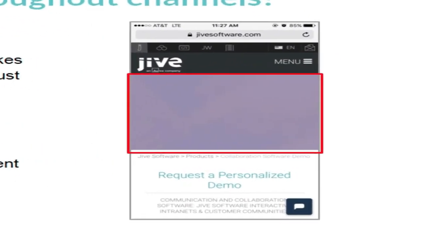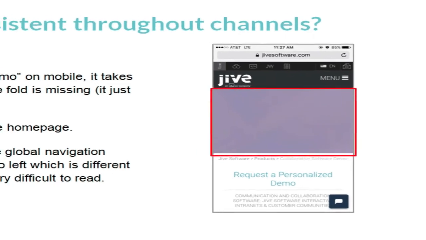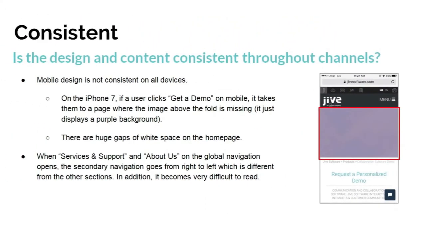There are huge gaps of white space on the homepage. When Services and Reports and About Us on the global navigation opens, the secondary navigation goes from right to left, which is different from the other sections. In addition, it becomes very difficult to read.